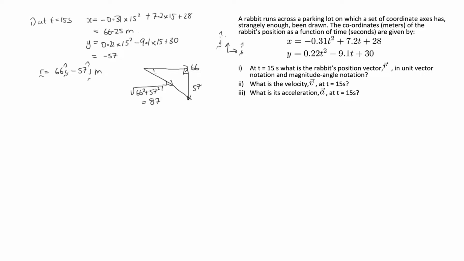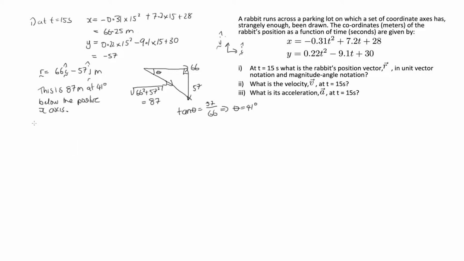Now we also need to give the angle. So let's calculate this angle here. We can write, well, tan theta is equal to opposite, which is 57, over adjacent, which is this one, which is the 66. Solving that on the calculator, we end up with theta is equal to 41 degrees, just taking the inverse tan of this. So this is 87 meters at 41 degrees below the positive x axis, which is one way to describe that angle.